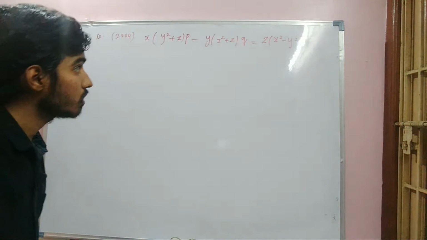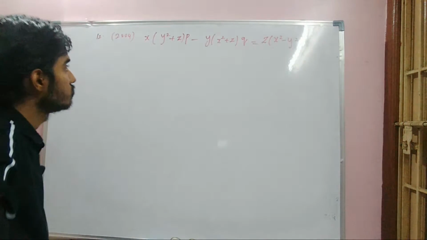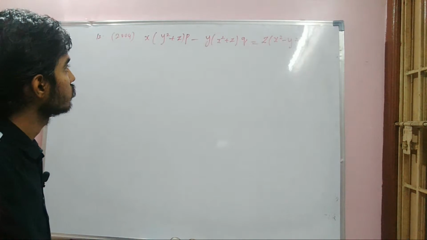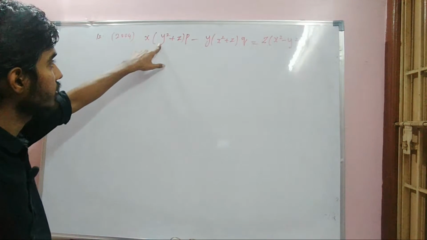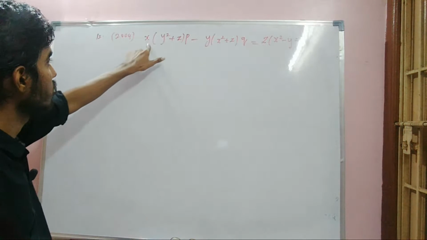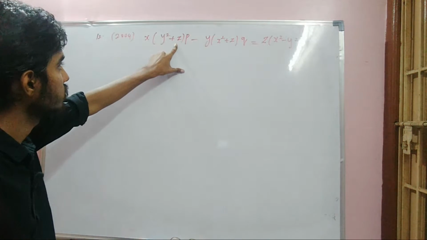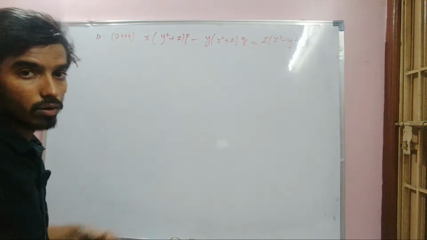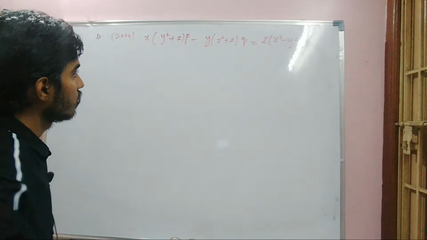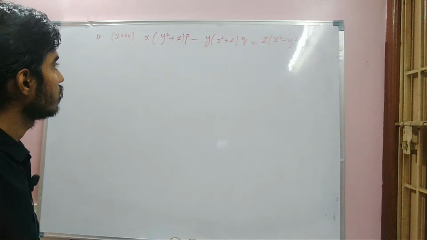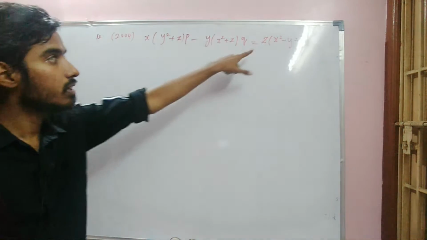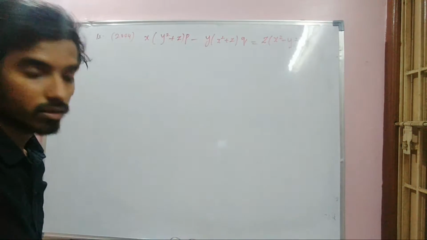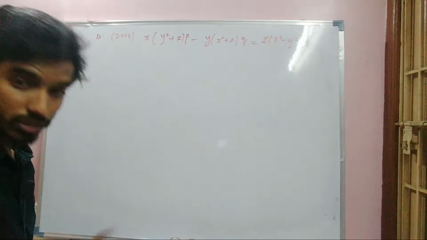One comma one: x y square minus x y square plus xz. No, 1 comma 1 is not a solution. Here we will have xz, here we have x square z. xz is also not a solution.